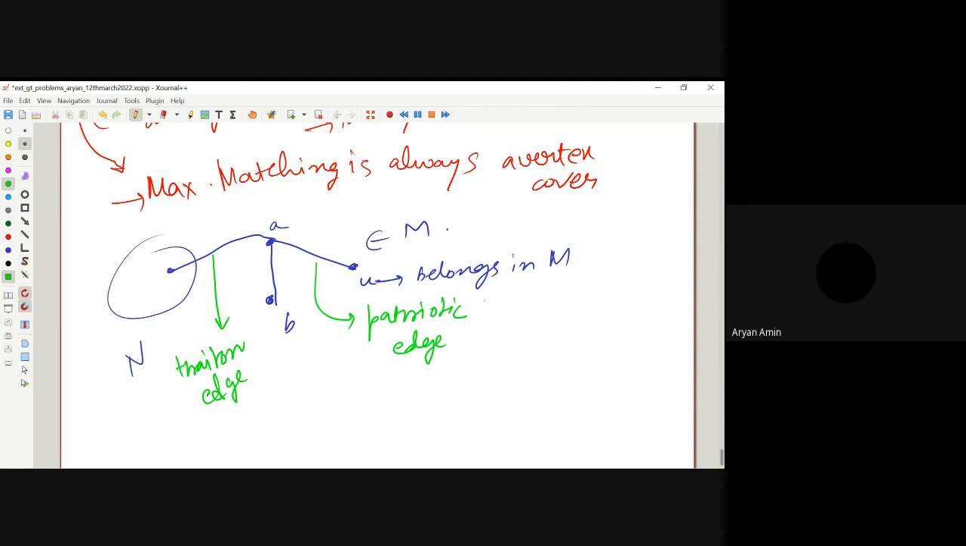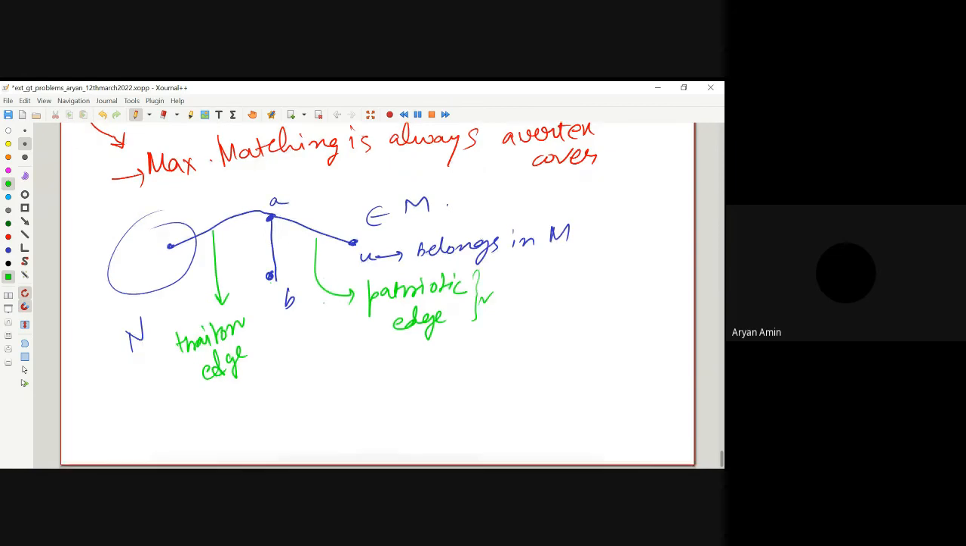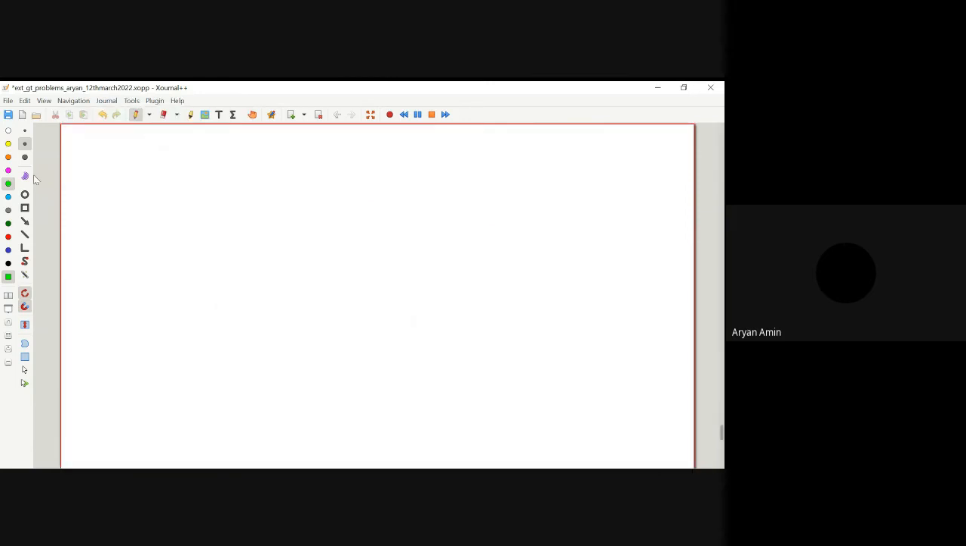What I mean by, okay, obviously you can have, because these are only the two kinds of edges that you can have from the vertices, right? Patriotic, because it remains inside M, and traitor, because it goes outside M. Okay, so now the idea is how to think about patriotic edges.